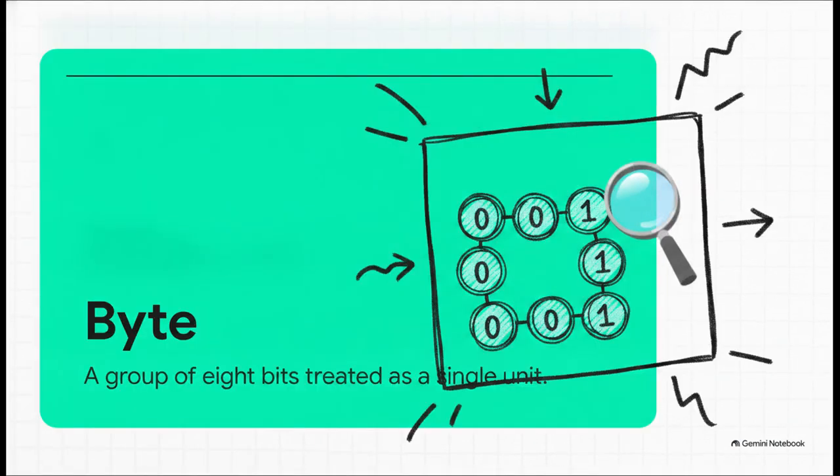Next up, we have the byte. Now, computers don't usually deal with bits just one at a time. That would be way too inefficient. So they group them together.